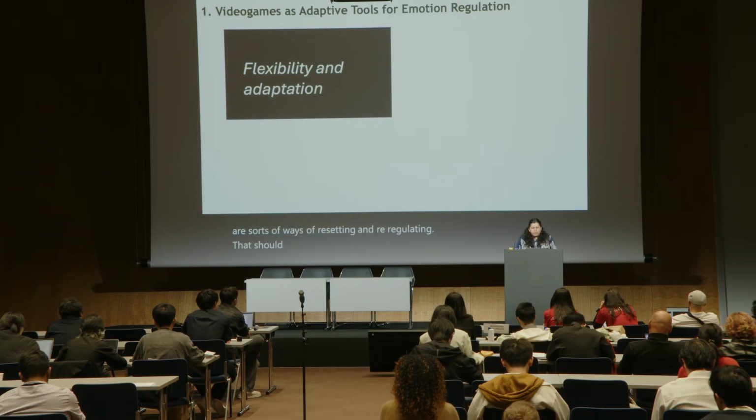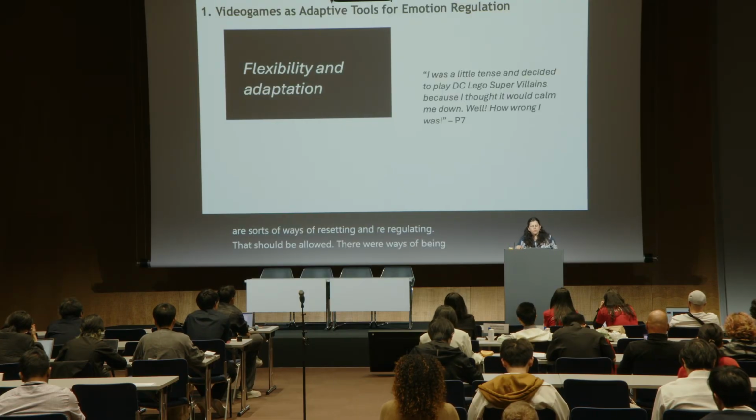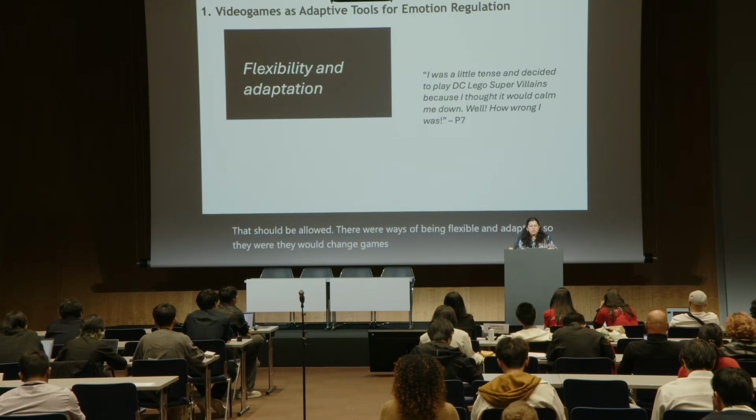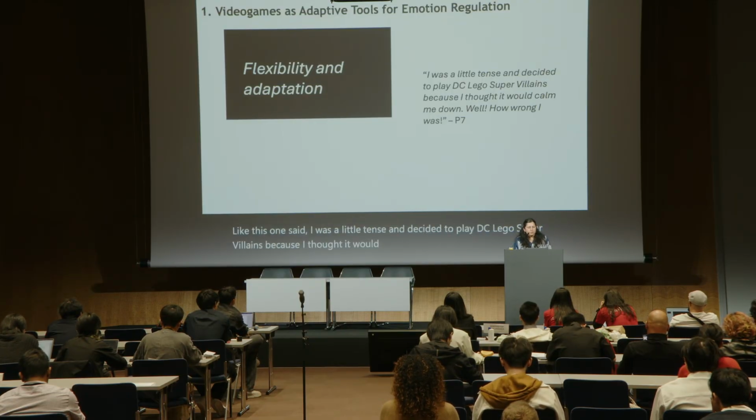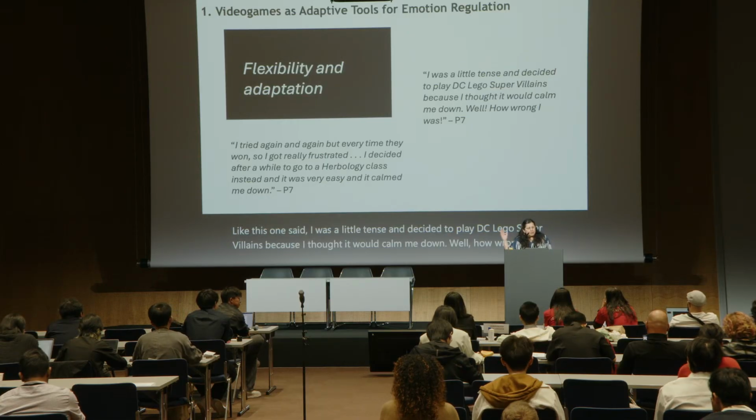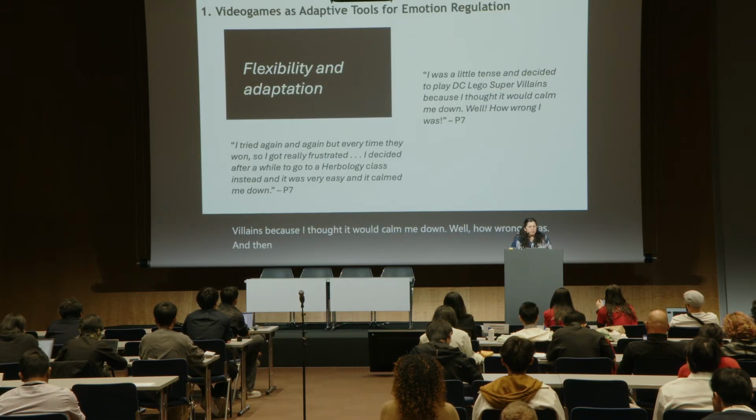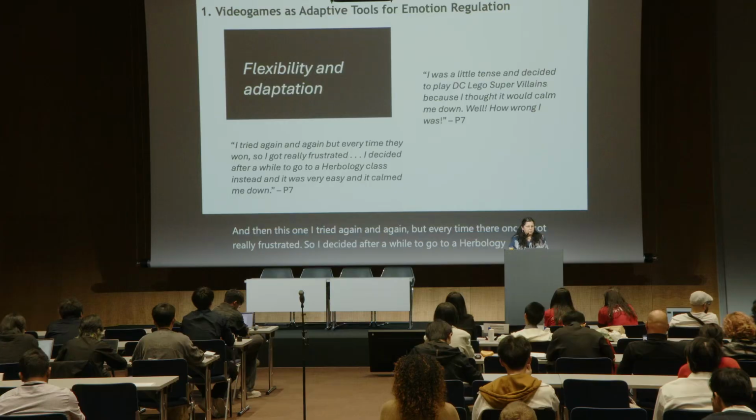There were ways of being flexible and adaptive. So they would change games or change strategies within games. Like this one said, I was a little tense and decided to play DC Lego Supervillains because I thought it would calm me down. Well, how wrong I was. And then this one, I tried again and again, but every time they won, so I got really frustrated. So I decided after a while to go to a herbology class instead. And it was easy and it calmed me down.